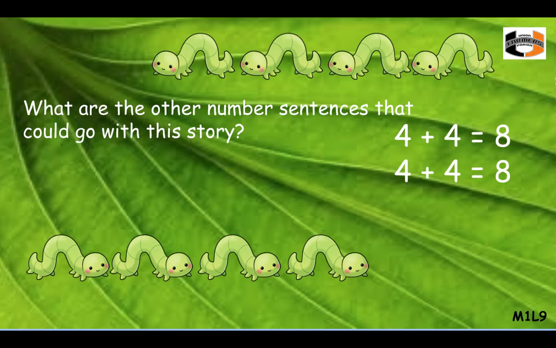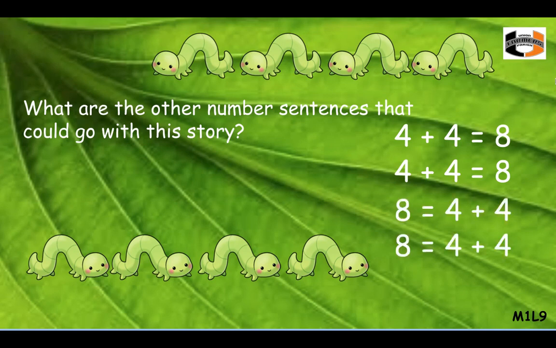Okay, so we could take the parts and swap them around. But because the parts are the same number, you can't tell that they've been swapped around. But they have. So this is the 2 ways that you can say it. 4 plus 4 equals 8, and 4 plus 4 equals 8. Is there any other way?